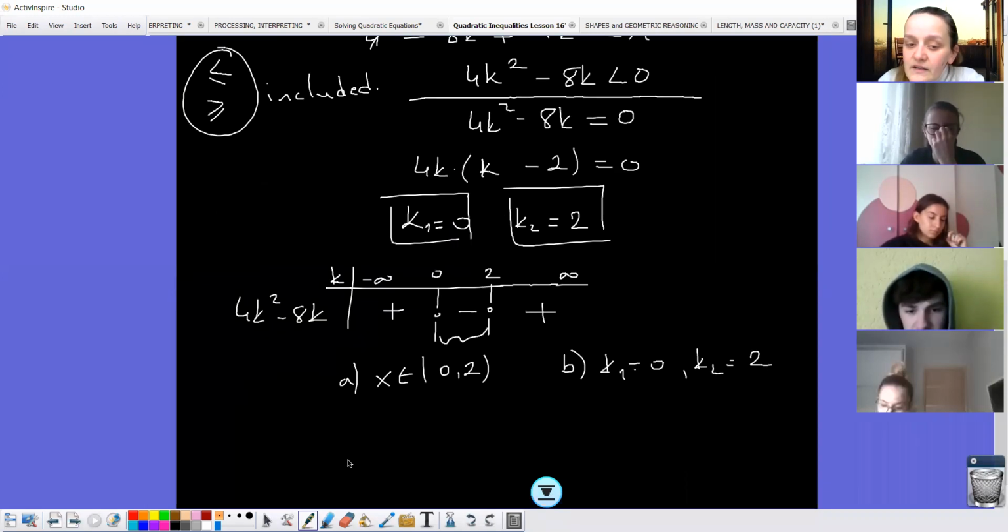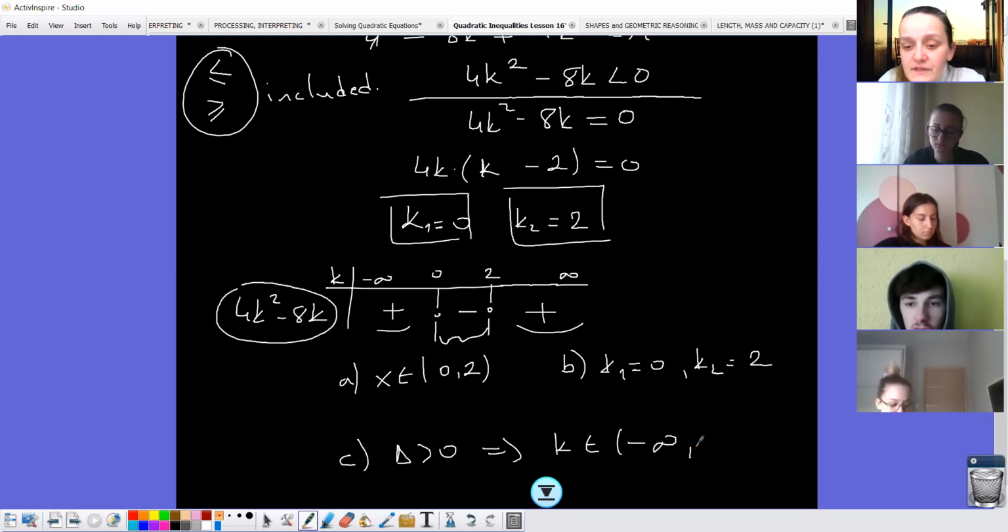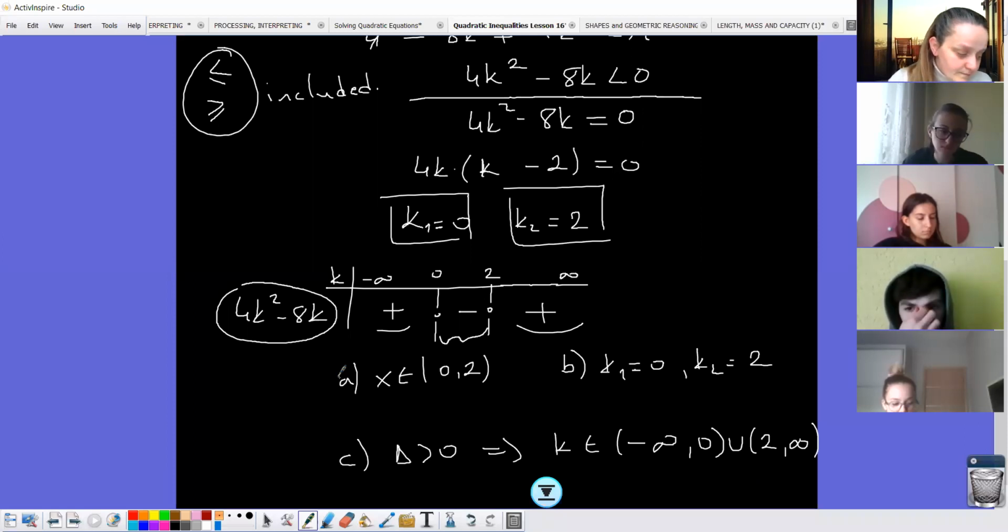And C, when the discriminant is greater than 0. So Ermal, which ones will we take as solution? For C? Number 2 only, teacher, because it's greater than 0. No. Here, look. Our discriminant is this expression in k. So the discriminant is positive when k is between minus infinity and 0, 0 not included, and from 2 to infinity, 2 not included. Did you understand this question?